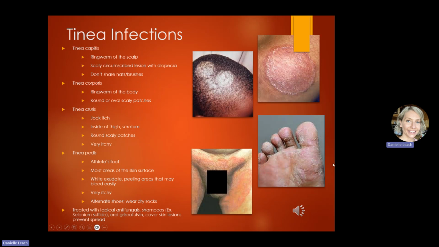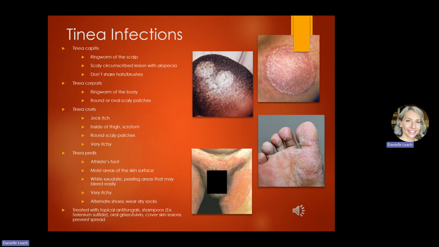Tinea infections. So these tinea infections are basically different fungal infections on different areas of the body. So tinea capitis, capitis meaning head, is ringworm of the scalp. So this is that top left picture. So this causes these scaly lesions that are usually circular shaped with alopecia, meaning that hair is going to fall out in those areas. Interventions for this are going to be things like different shampoos, and making sure that the patient isn't sharing hats or brushes or anything that touches their head with others to prevent spread.